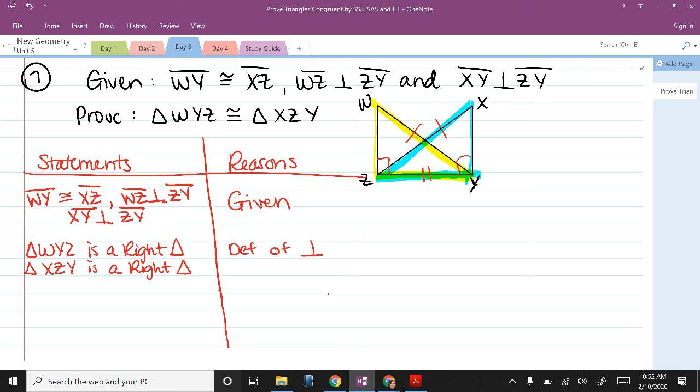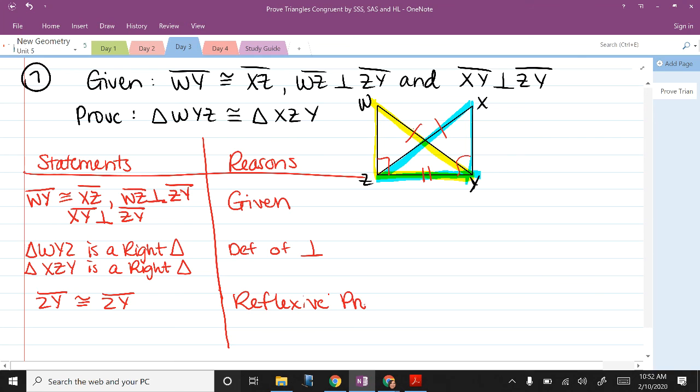Okay, but they share that side down there, right? So that's a leg. So I can say ZY is congruent to itself because of the reflexive property. Now, do I have a hypotenuse and a leg congruent? Yeah, so now I can do my proof. Triangle WYZ is congruent to triangle XZY because of the hypotenuse leg theorem.